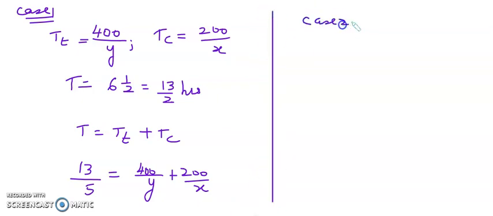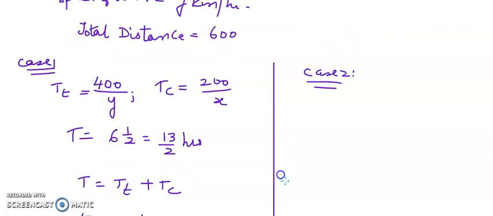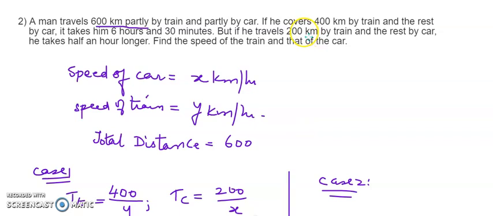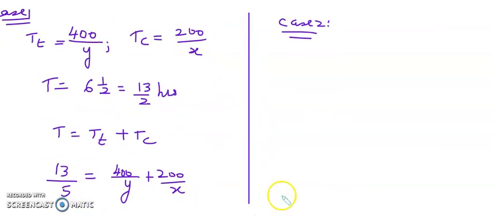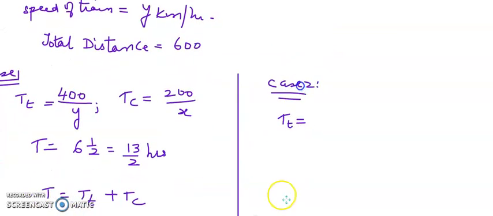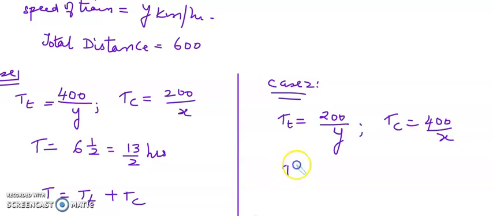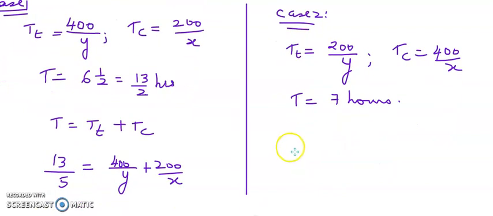The next is case 2. Let's talk about the distance traveled by train. How much is he traveling by train? 200 kilometers, and the rest is by car. And the time taken is half an hour longer than the first case. So the distance traveled by train is again 200. So 200 by y will be my time, and by car the remaining, 400 by x. So the total time is half an hour more. In the previous case it was 6.5 hours. 6.5 plus half will be 7 hours.